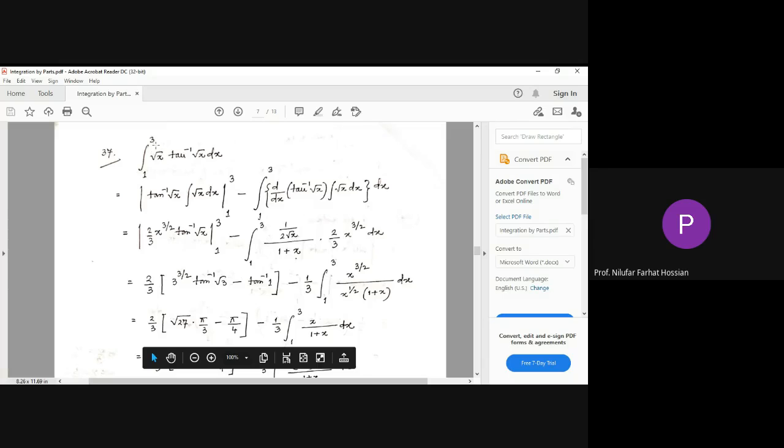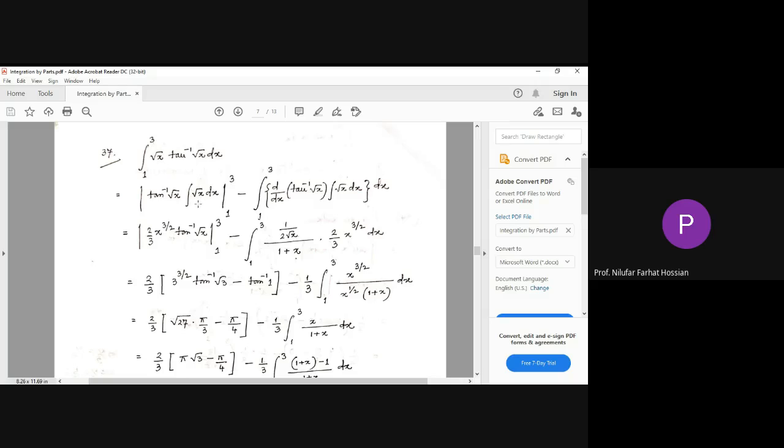Integration 1 up to 3, root over x into tan inverse root over x. You know, this tan inverse root over x cannot be integrated. So this tan inverse root x should be taken as your first function. So first function into integration of second function. Put down the limits. Then minus whole integration d dx of the first function into integration of the second function.